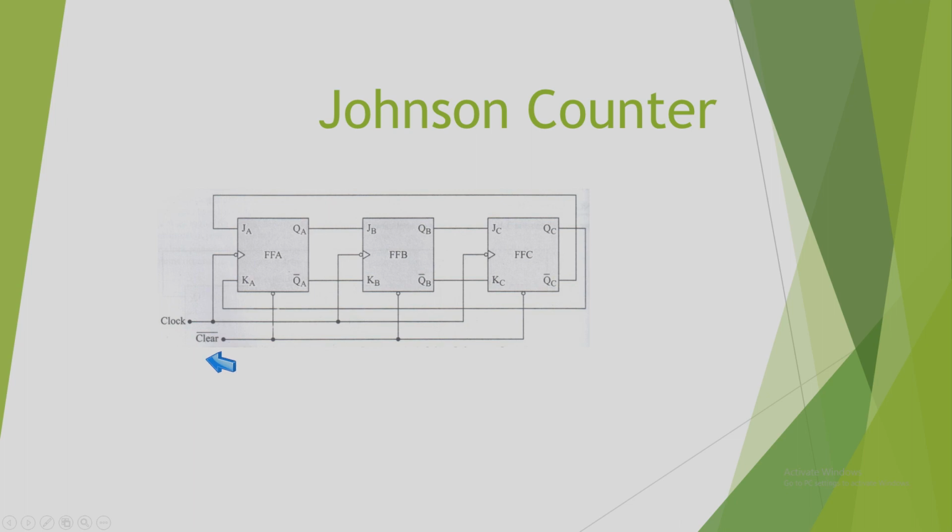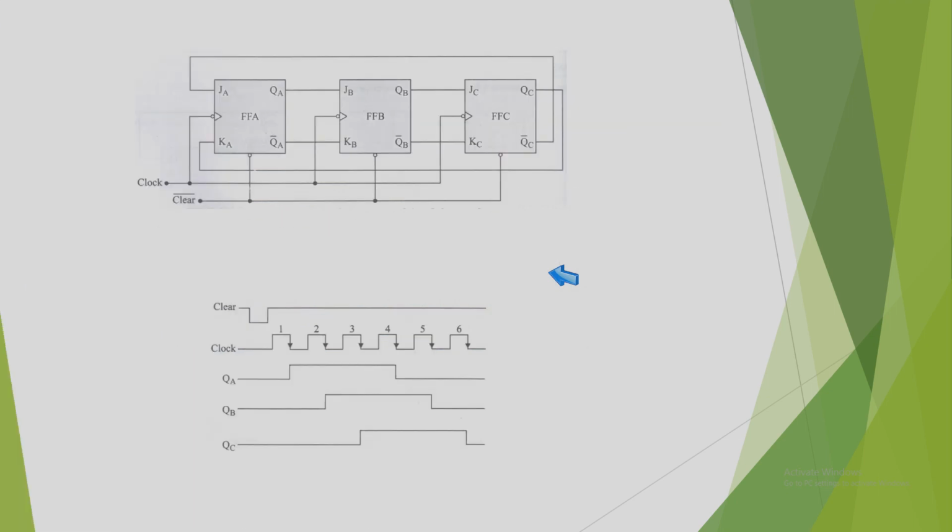All of them have the same common clock pulse, so it will be a synchronous device, and a clear signal. This time we are providing this signal to the clear terminals only. Means when we provide a signal at this port, all of them will be cleared to 0.